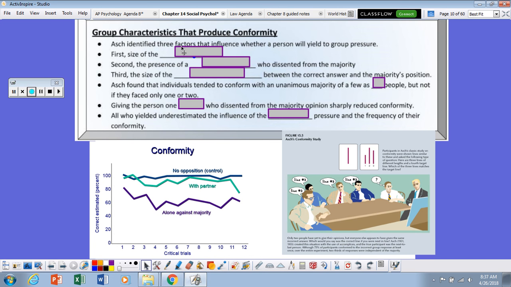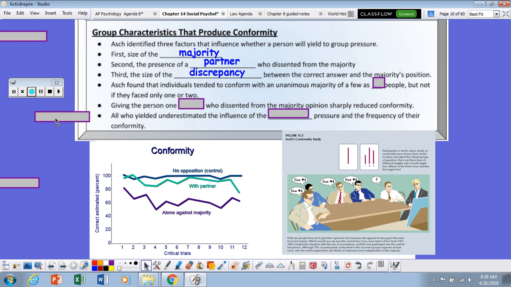Group characteristics that produce conformity. Asch basically identified 3 factors that influence whether a person will yield to group pressure. First would be the size of the majority. If there are quite a few people, then chances are you're probably going to go along with them. Second, the presence of a partner who dissented from the majority. As Asch conducted these experiments, sometimes he would have more than one subject, and maybe there would be 2 individuals that would together not go along with the majority.